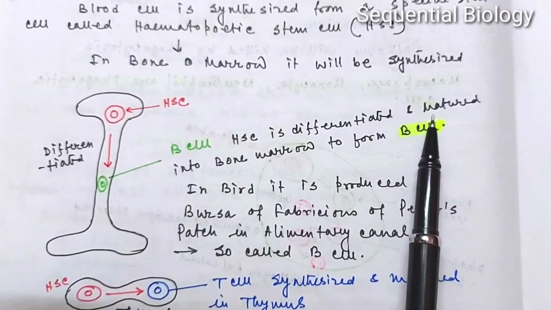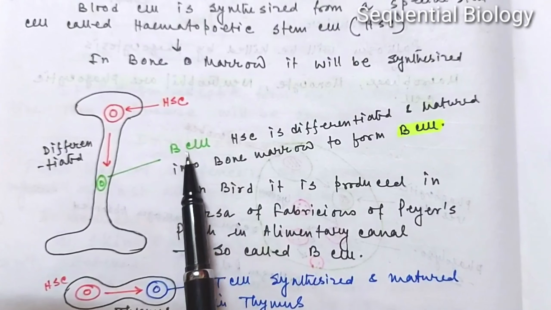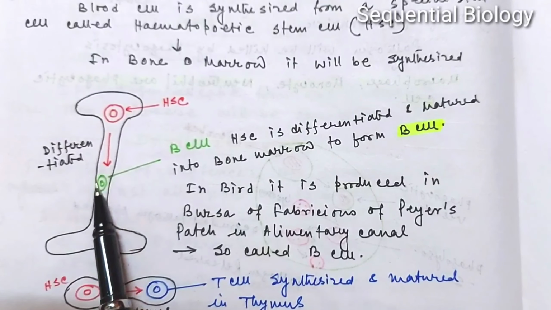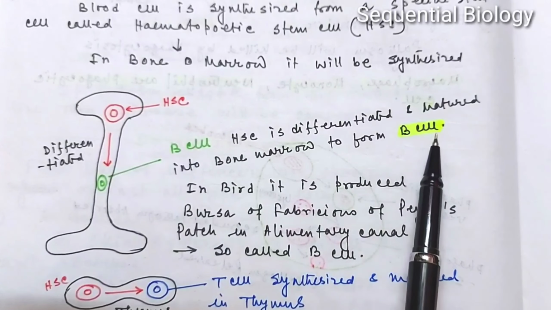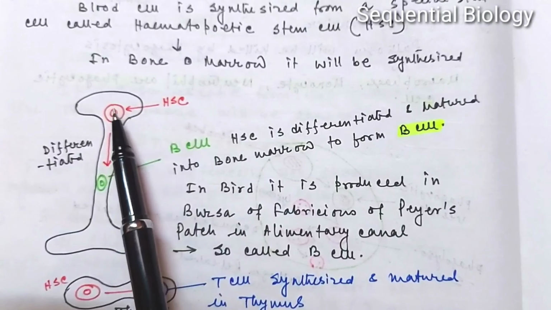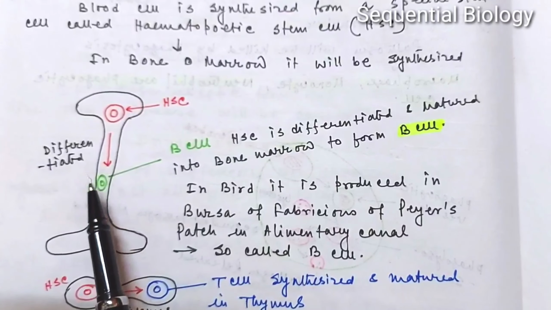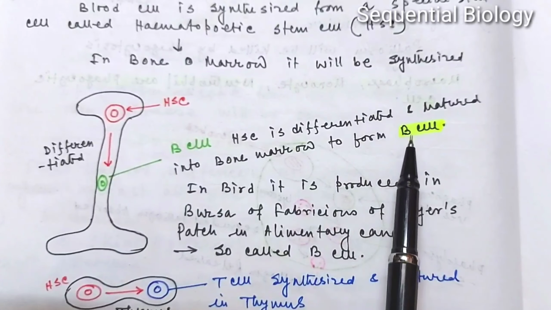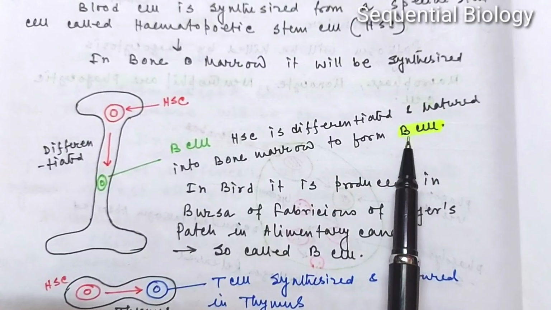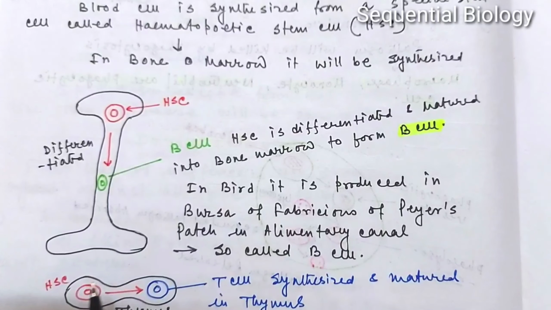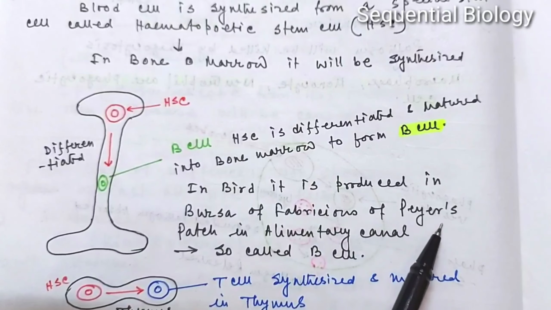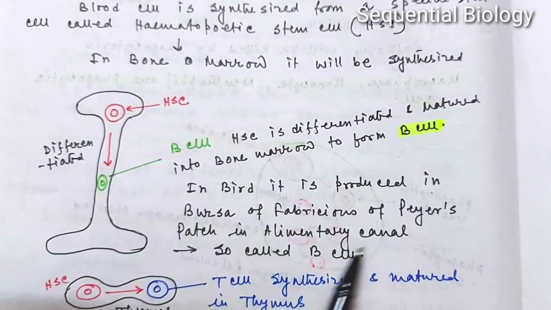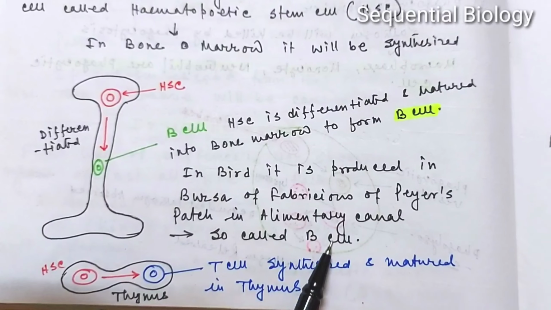So the hematopoietic stem cell is differentiated and matured, and whenever it is differentiated and matured in the bone marrow, then it is called the B cell. Remember, the hematopoietic stem cell which is developed and matured in the bone marrow develops into the B cell, and this B cell is responsible for development of humoral immunity. In birds it is produced in the bursa of Fabricius, or in Peyer's patch in the alimentary canal, so this is called B cell.